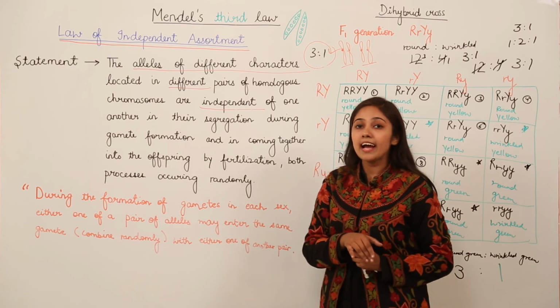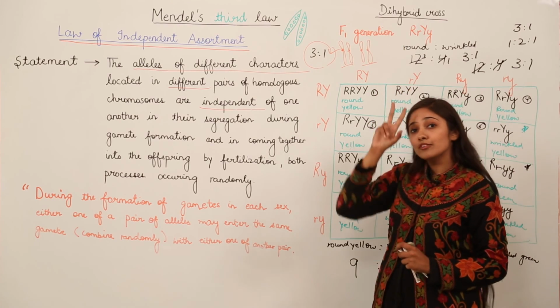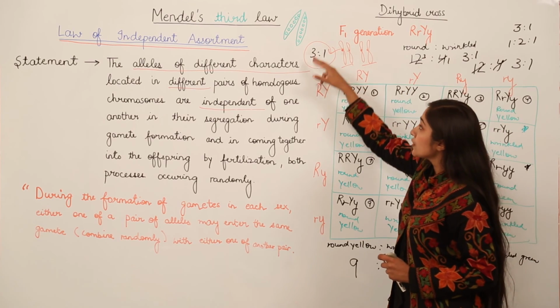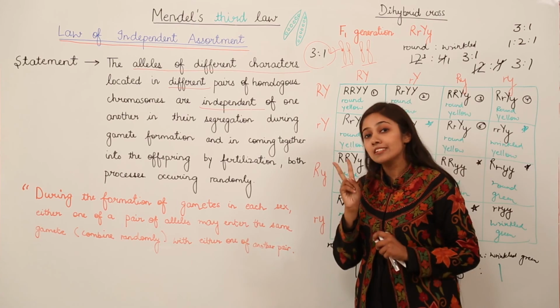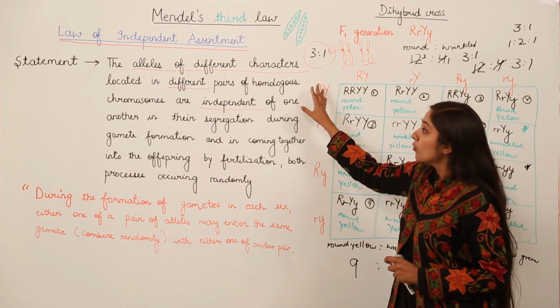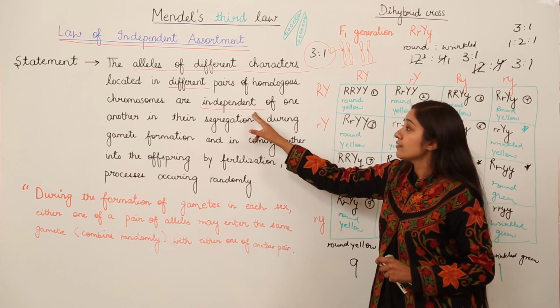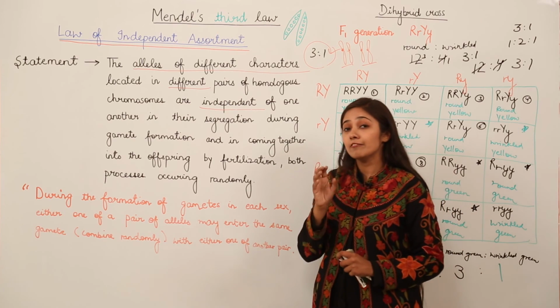So when we come to the same ratio as in the monohybrid cross, this confirms that when these alleles are in pairs and we have two different characteristics on different pairs of alleles, the conclusion is that they do not affect each other. Okay, so this is how the alleles are independently assorted, and this gives the law of independent assortment. I hope this is very, very clear to you now.